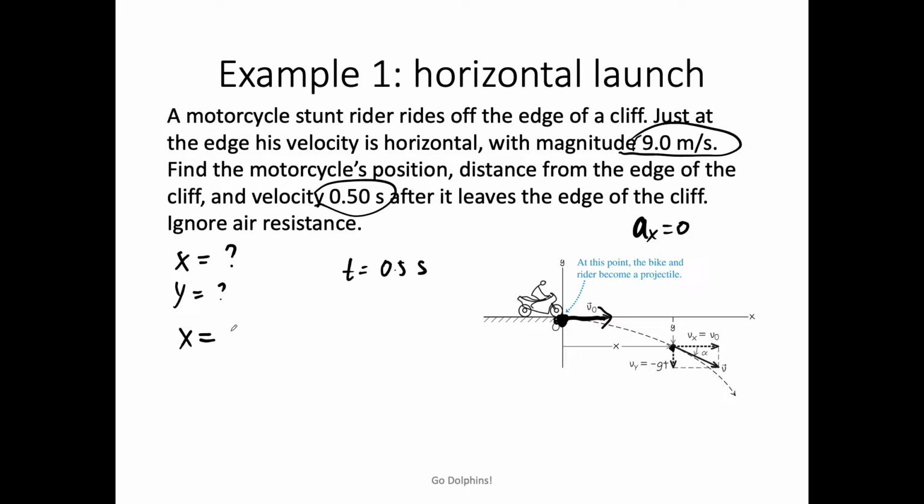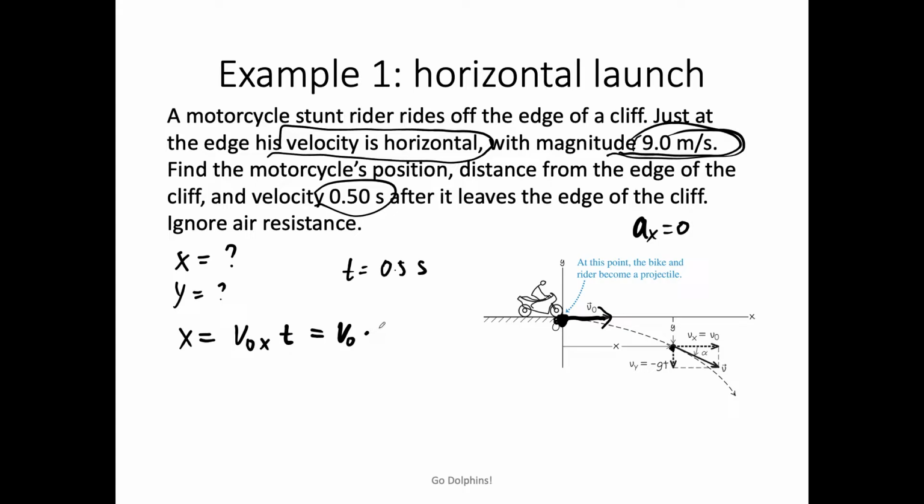So the displacement in x direction equals v0x times t. And your v0x should always equal this v0 because your velocity is entirely horizontal. So your v0x equals v0, which is 9 meters per second.